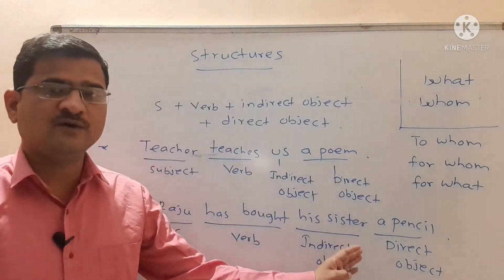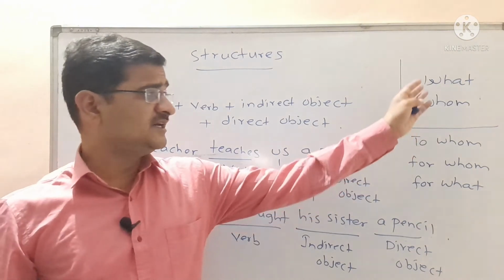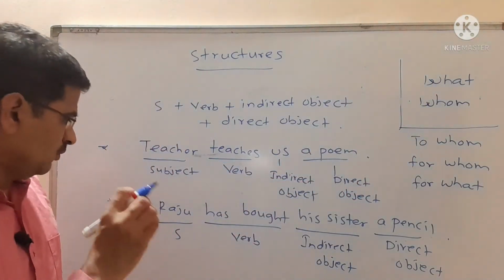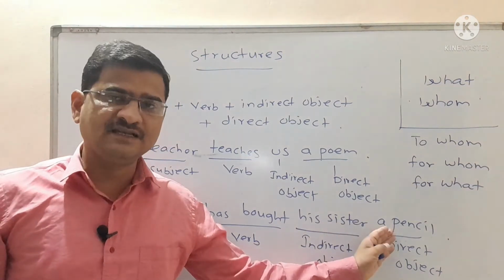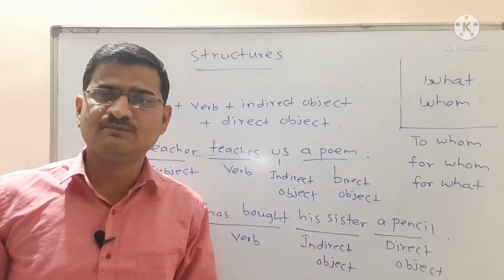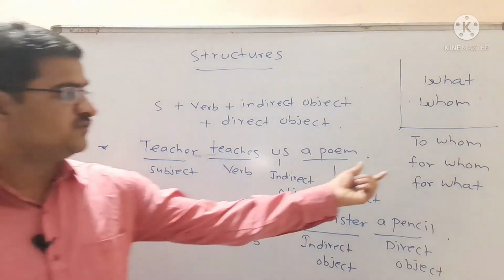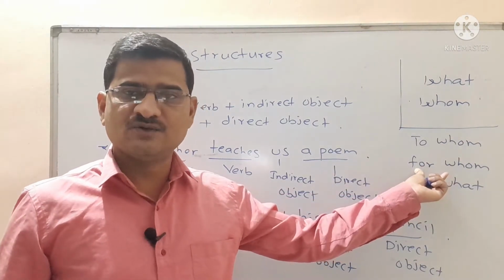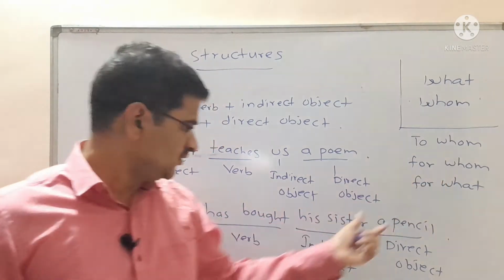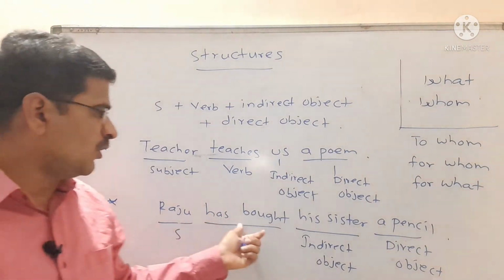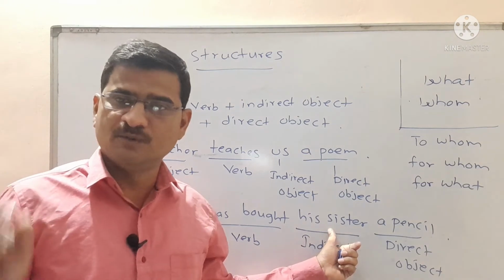How can you find out a direct object from the given sentence? By asking the question with either what or whom. What has Raju bought his sister? A pencil. Therefore, a pencil is an example of a direct object. His sister. For whom? You can ask the question with for whom, then definitely you will get an indirect object. For whom has Raju bought a pencil? His sister is an example of an indirect object.